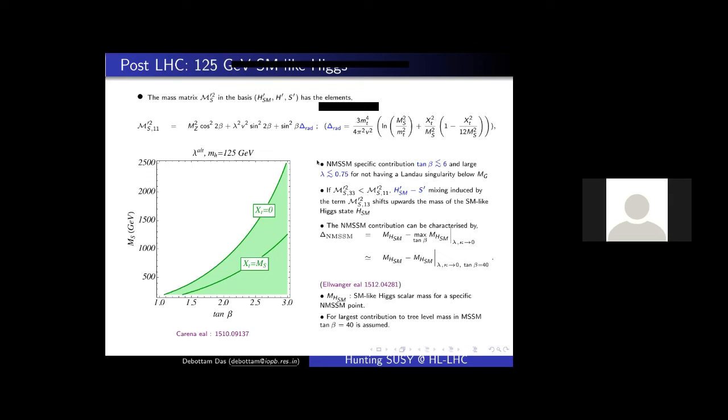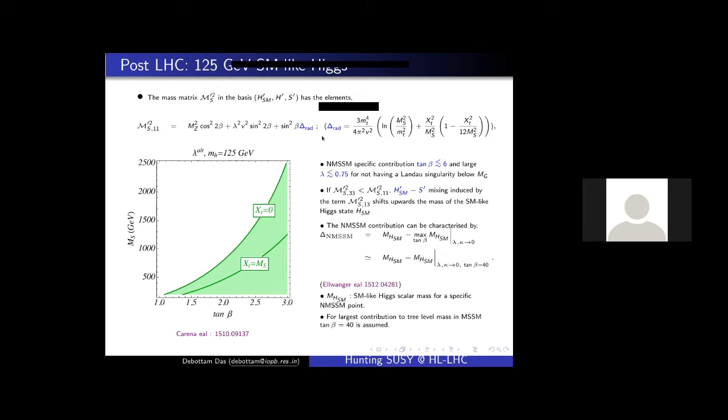So how does it happen? For tan beta less than 6 and lambda less than 0.7 or 0.8, one could easily assume lambda of 2 or so, but then one hits a Landau singularity even below the GUT scale. So if one restricts to this value of lambda, then the tree level contribution is boosted, and one does not require much larger values for the radiative correction in order to push the Higgs boson mass.